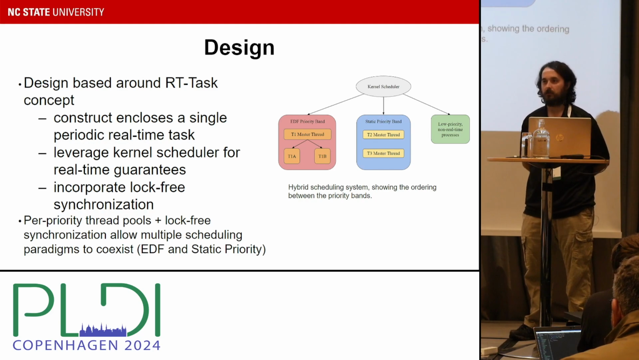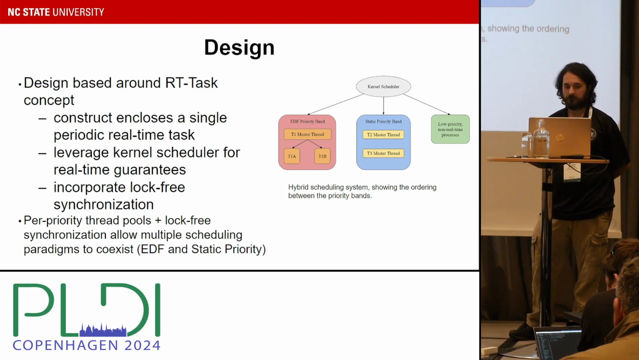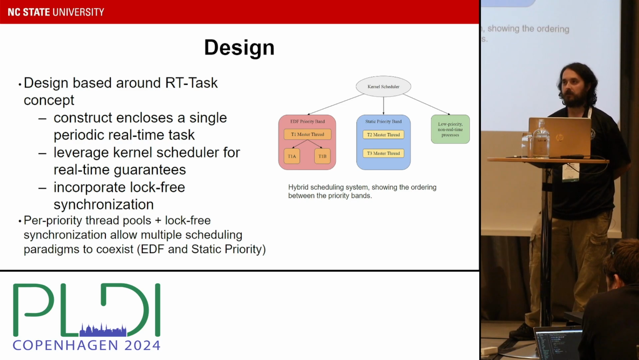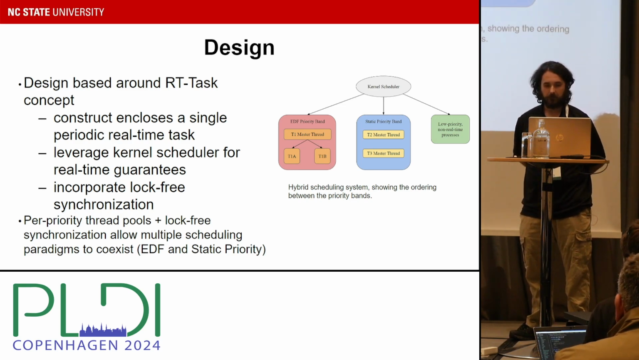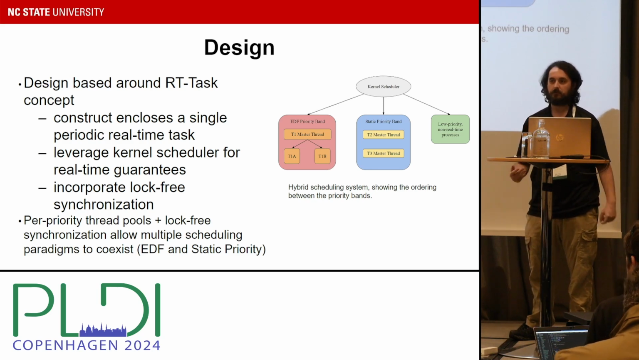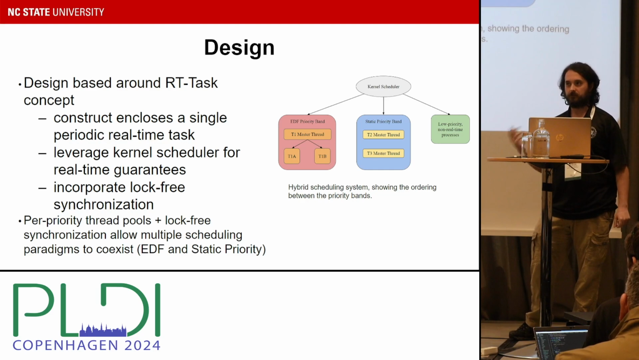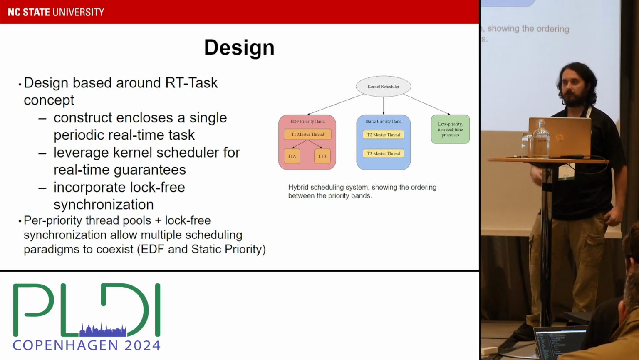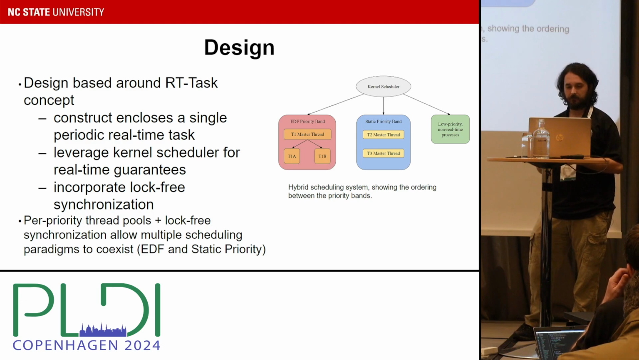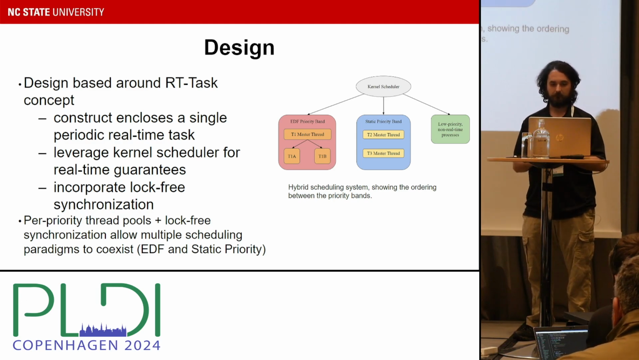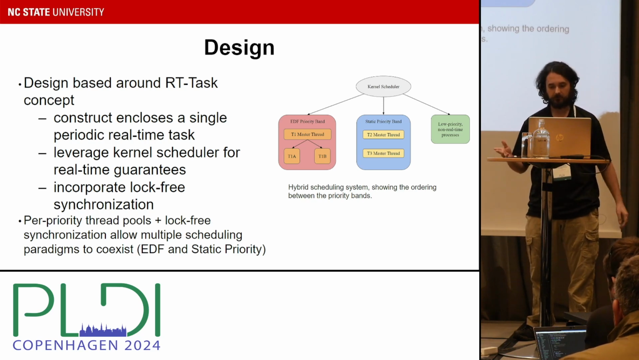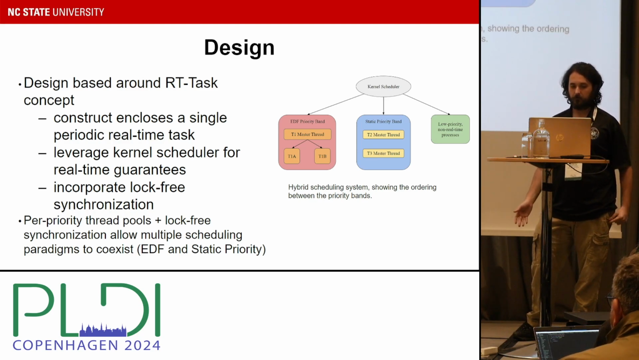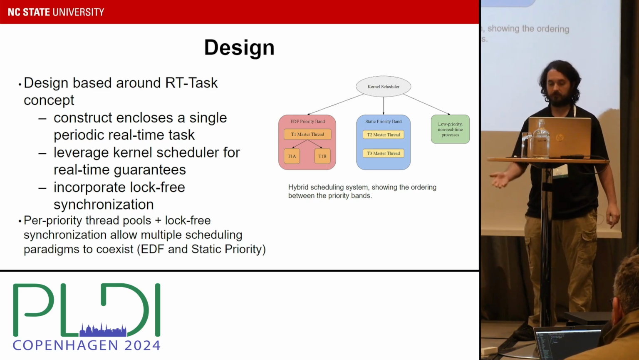So for this, we have the RT task concept, a Pragma that we've inserted into a modified OpenMP runtime to enclose a single periodic real-time task. We leverage the kernel scheduler for actually scheduling this task. In our current implementation, it's restricted to Linux because Linux, with the PreEmpt-RT patch, does already support EDF, earliest deadline first, and static priority scheduling for threads. And then we incorporate lock-free synchronization via two separate methods.